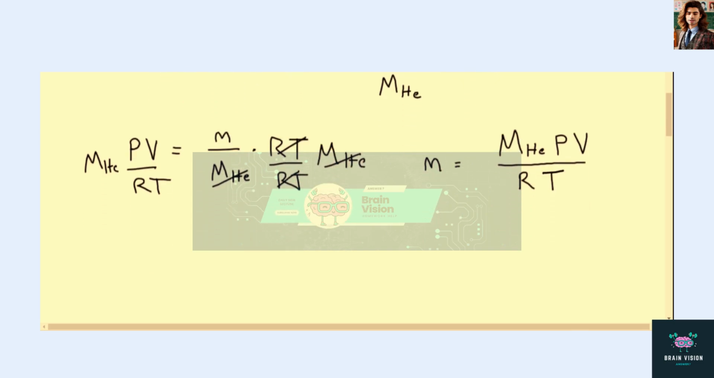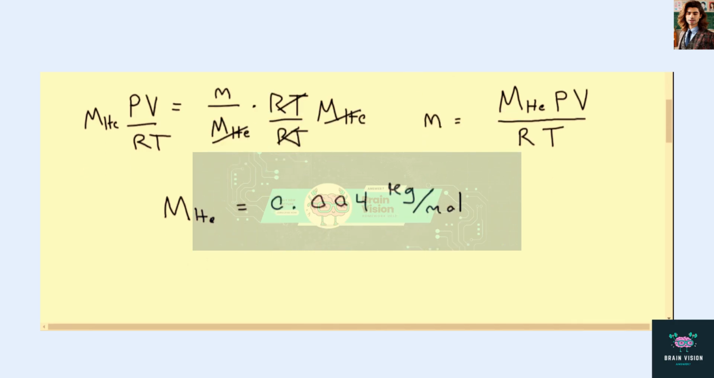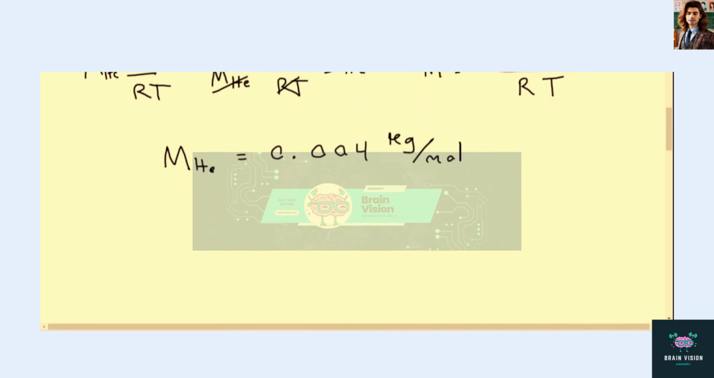For that, I will be using a value of 0.004 kilograms per mole. You might have seen this in units of grams per mole, or something like 4 u, which is exactly the same, where we just converted to kilograms by moving the decimal place 3 times.